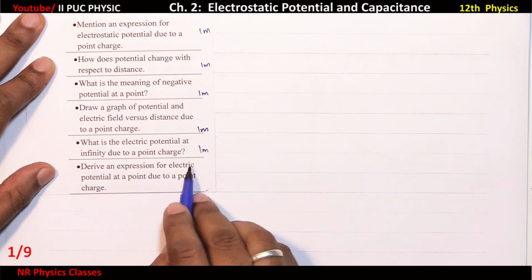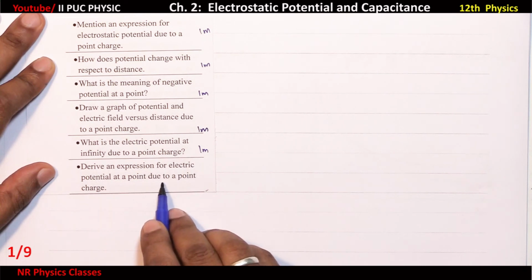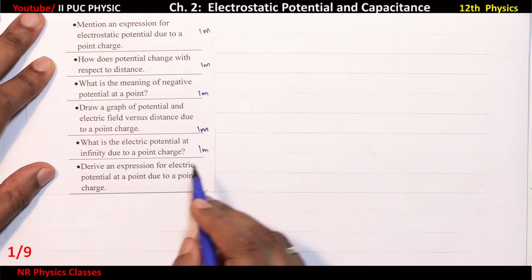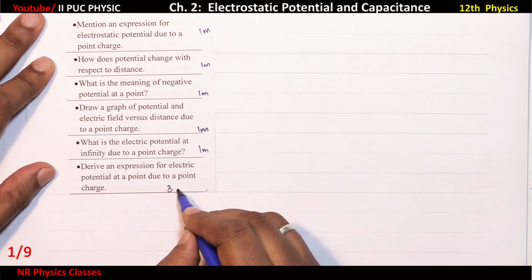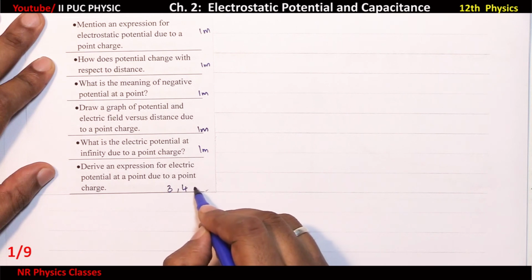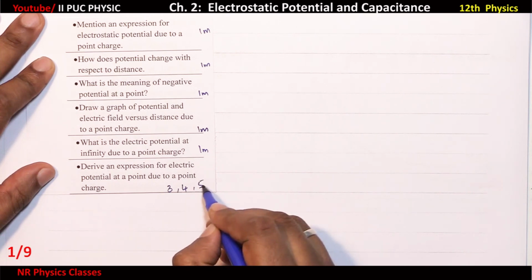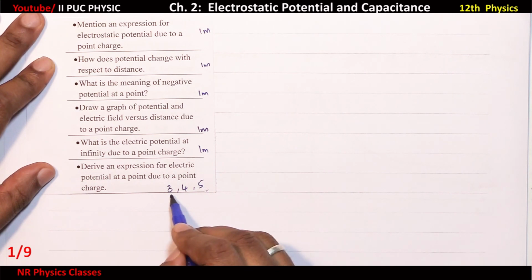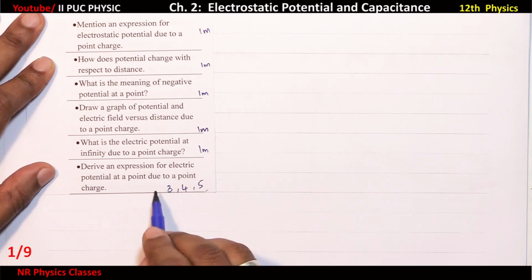Derive an expression for electric potential at a point due to a point charge. You have to derive. This can be asked for 3, 4 or 5 marks. Okay. That depends on the question paper setter. And according to the marks, they'll design the scheme of evaluation.